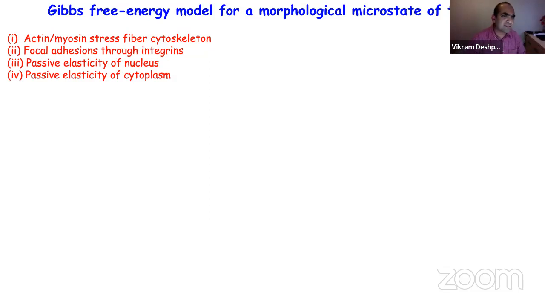I'm going to use the simplest possible biology, keeping in mind that I want something that's living. So I can't think of this as just an elastic system. I will only include the actin-myosin stress fibers. I will include focal adhesions. These are the adhesions by which the cells stick to their substrate. I'll include passive elasticity of the nucleus and passive elasticity of the cytoplasm, that is, the rest of the cell. So we have these four features and only those four features inside it. You can add more biology as we go along.